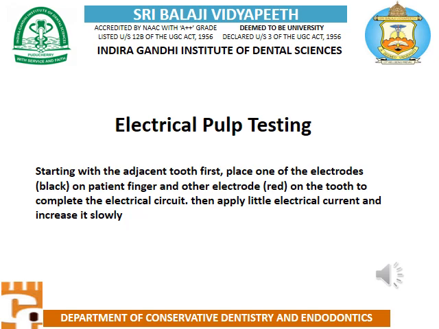Electrical pulp testing. Starting with adjacent tooth first, place one of the electrodes, black, on patient's finger and the other electrode, that is red, on the tooth to complete the electrical circuit. Then apply little electrical current and increase it slowly.